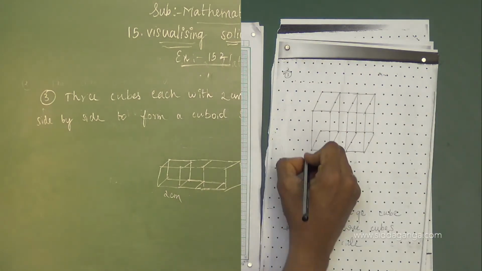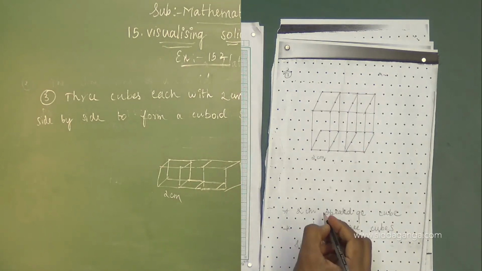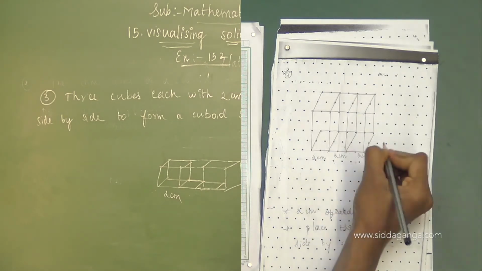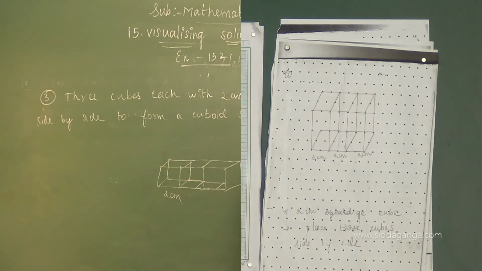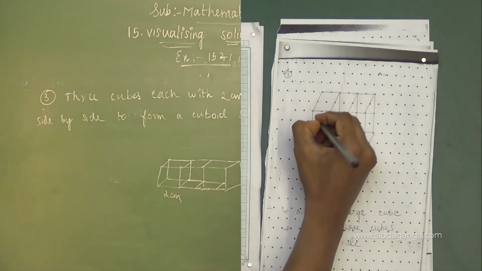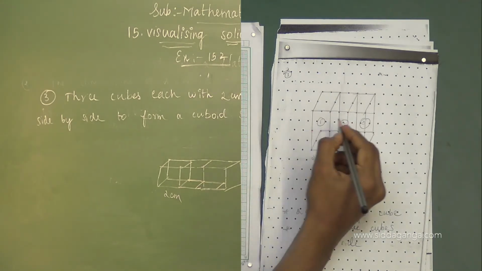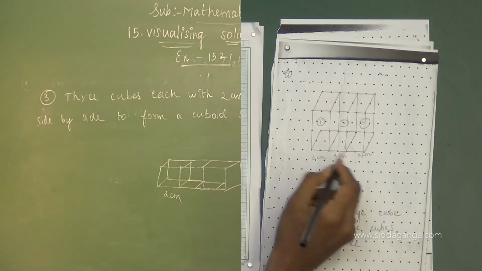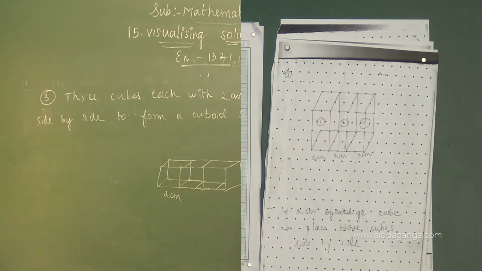See here children, this is one cube of 2 centimeters edges, and this is one cube and this is one cube. I have placed these three cubes side by side. This is one cube and this is second cube and this is third cube. These all are having 2 centimeters of edges, and side by side we are placing them.